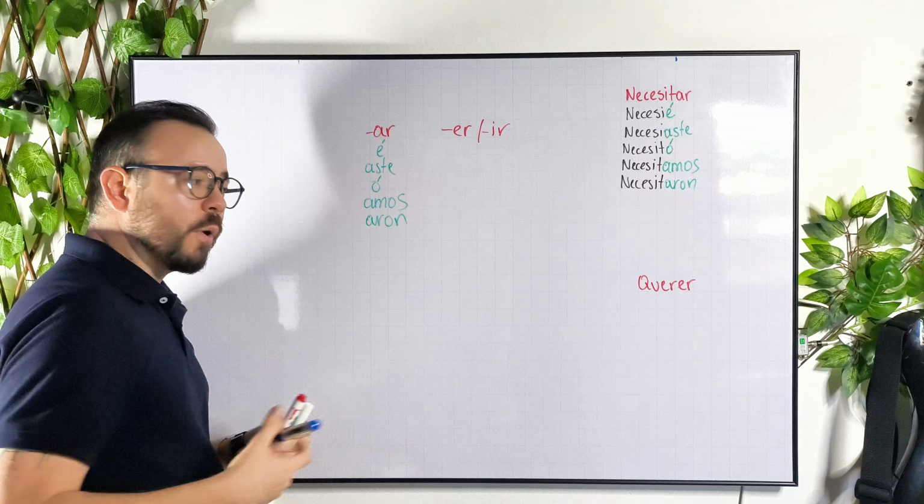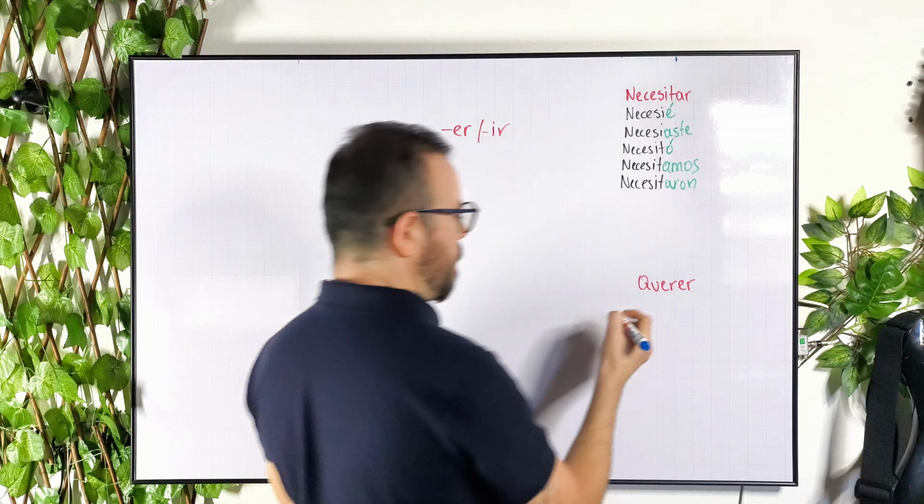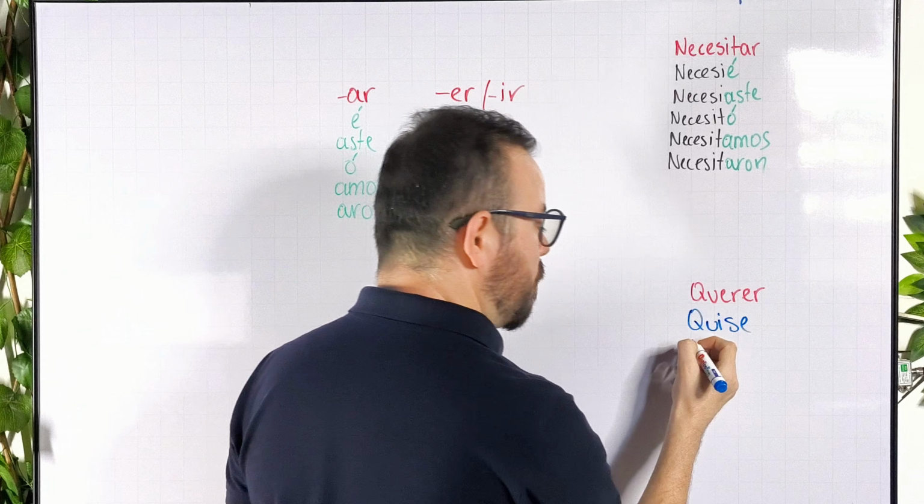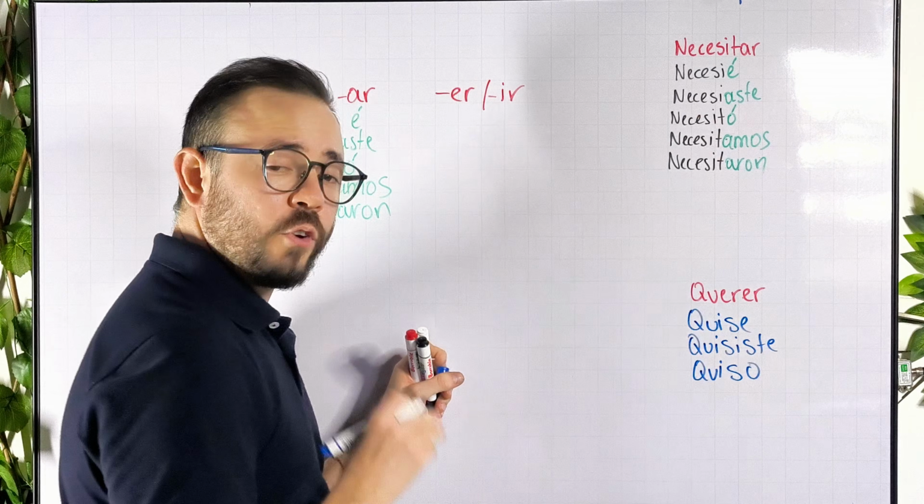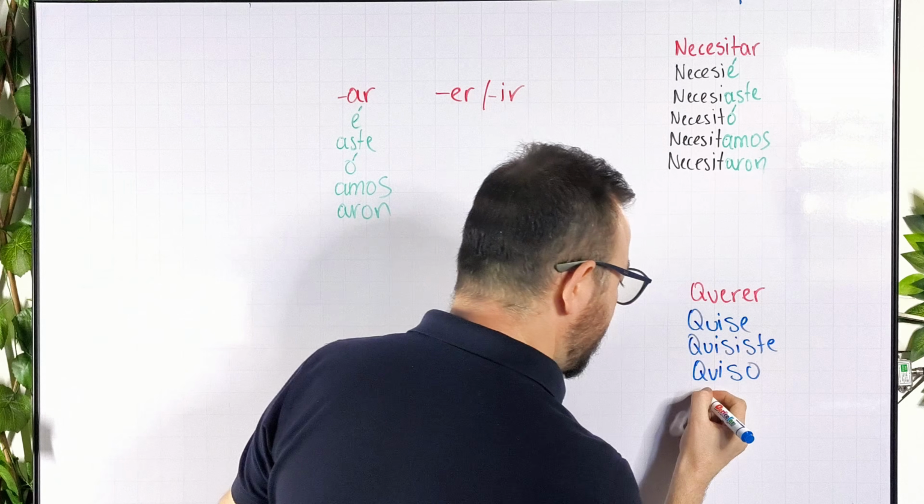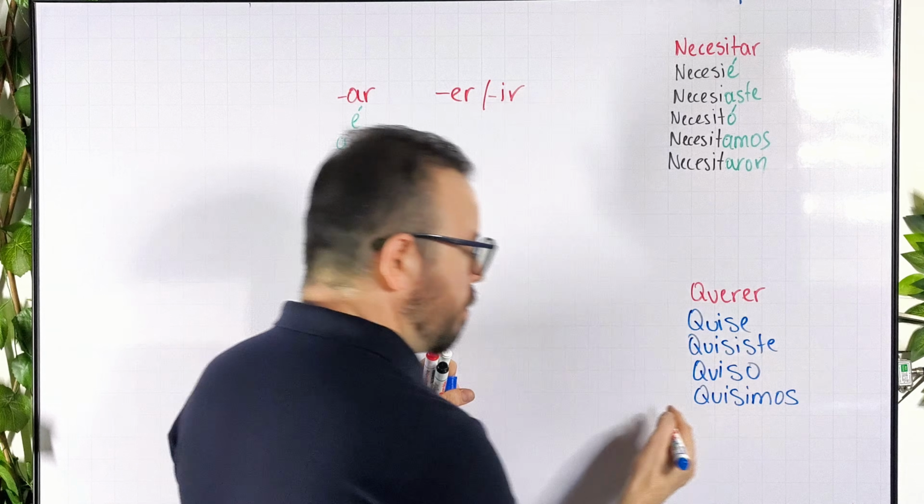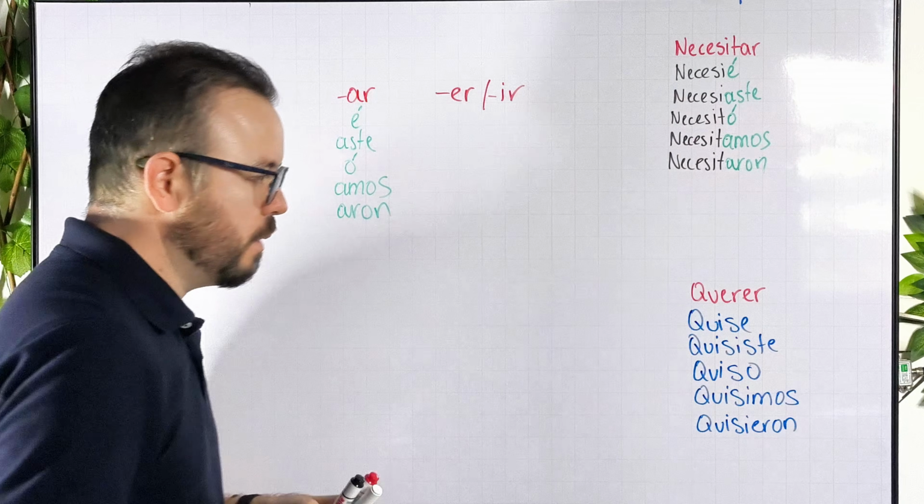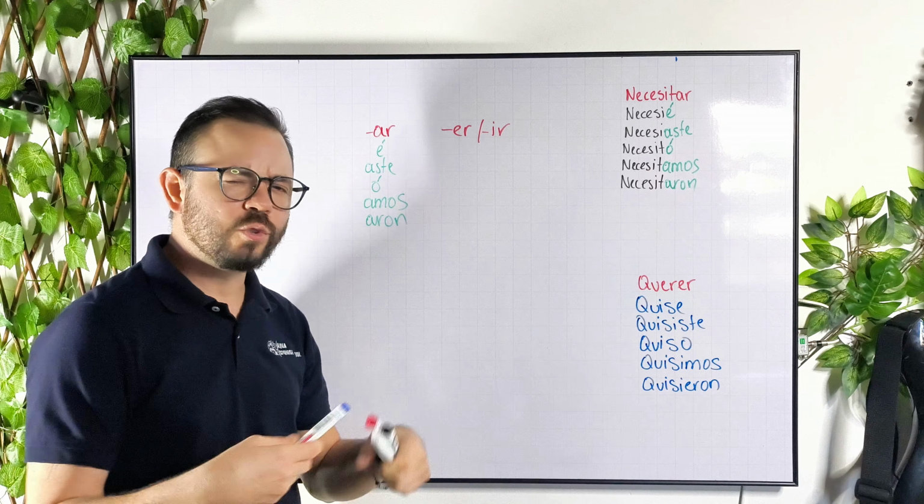So let's go. So if I want to say I want it, I'm just going to say quise, okay? You wanted will be quisiste. So for she wanted, we would say quiso, okay? Now the we form will be quisimos and they form will be quisieron. That's it, okay? Now that we know these conjugations, let's just do a few examples, right?